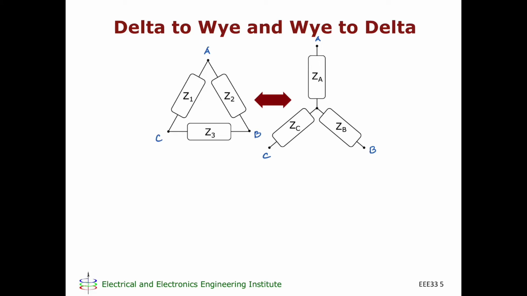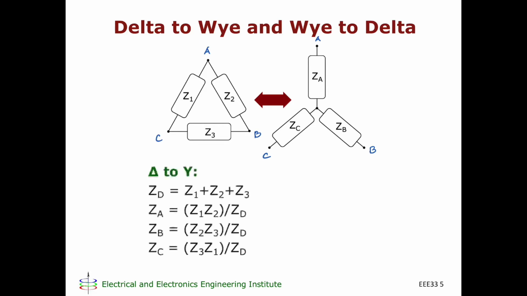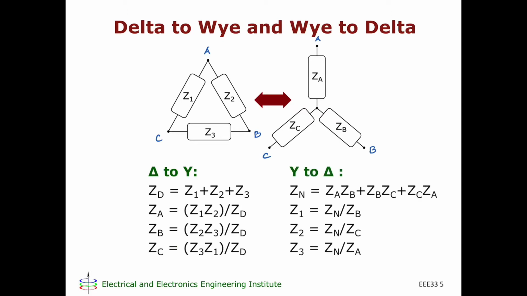The formula for converting a delta to Y is as follows, and the formula for converting a Y to delta is as follows. Now, we did not really take this up when we took up resistive networks, so I just wanted to introduce it here to complete the material.